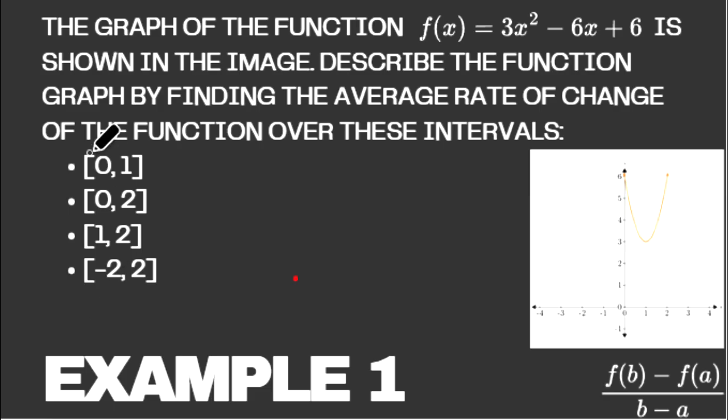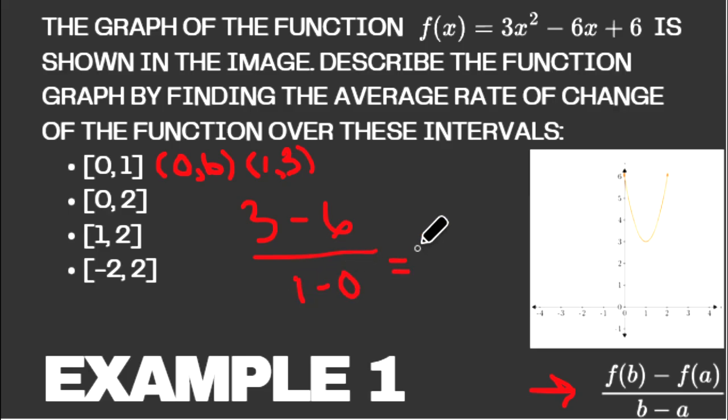So the first one we need to find is for 0 and 1. So when x equals 0, then y is going to be at 6. So our points here are going to be 0 and 6. And when x equals 1, y is going to be 3. Okay? X is 1, y is 3. Let's go ahead and use our lovely little formula right here to find the rate of change for this. So f of b is 3 minus f of a, which is 6. And we have b, which is 1, minus 0. So we have negative 3 over 1. So this one is just negative 3.